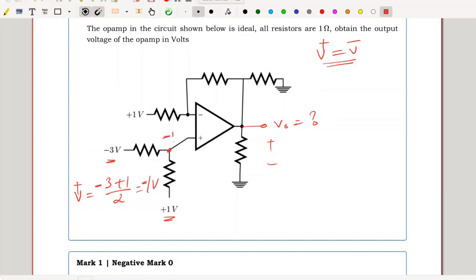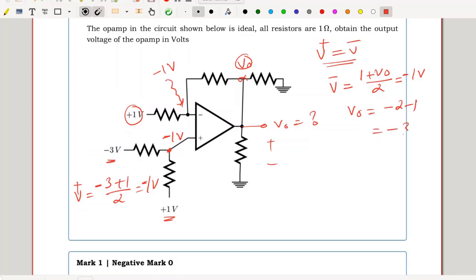So this potential is minus 1 volt. I'm expecting the same minus 1 volt at my V minus. This node voltage is nothing but V out. So plus 1 and V out divide equally between resistors. So my V minus is nothing but 1 plus V out by 2. That should be equal to my V plus, that's equal to minus 1 volt. Hence V out equal to minus 2 minus 1, that's equal to minus 3 volts.